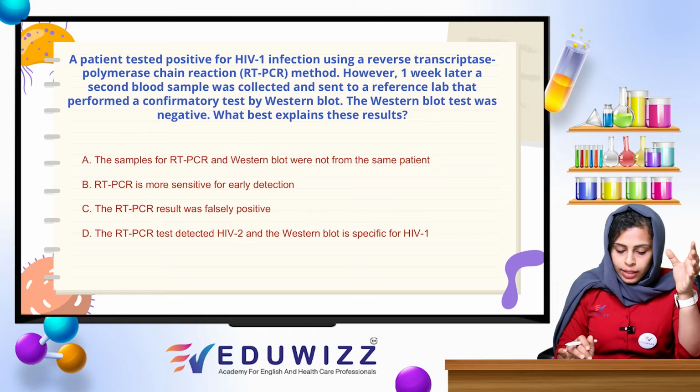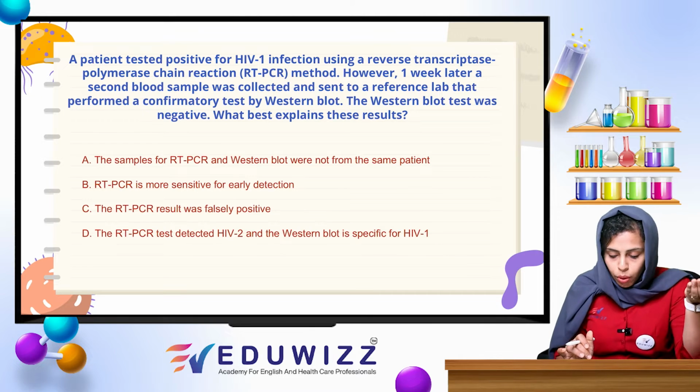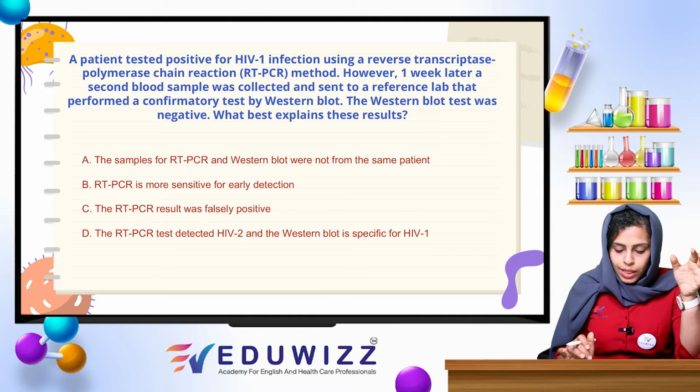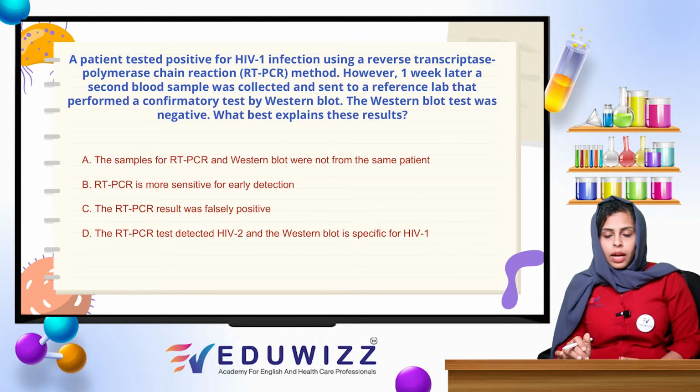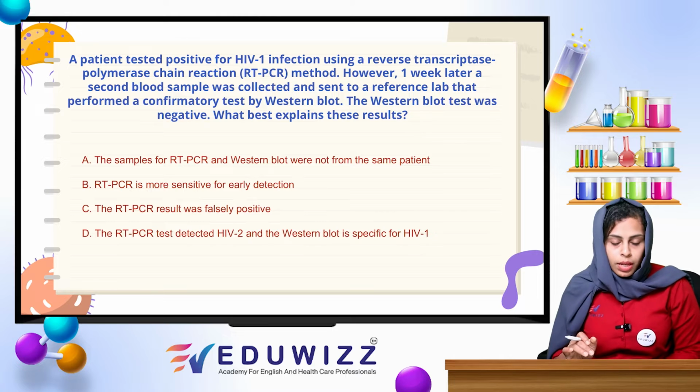However, 1 week later, a second blood sample was collected and sent to the reference lab that performed a confirmatory test by Western blot. The Western blot test was negative. What explains these results? The samples for RT-PCR and Western blot were not from the same patient.